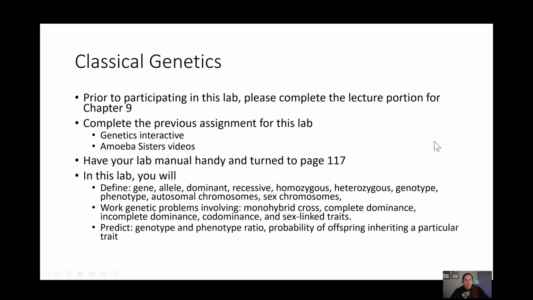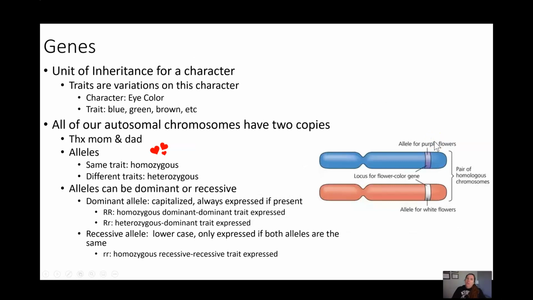Okay, so let's go ahead and review some of the terminology that we'll be using prior to actually doing some of the Punnett square problems. So of course, first and foremost, we want to talk about genes. Remember that genes are a unit of inheritance for a character. And students often get the terms character and trait conflated. They get them confused. They switch one for another. Remember that character is the category of which traits can be in. So if the character is eye color, for example, a trait would be blue eyes, green eyes, brown eyes, and so on.